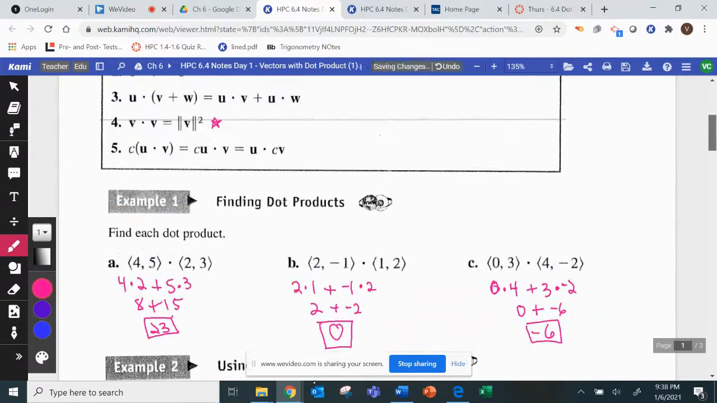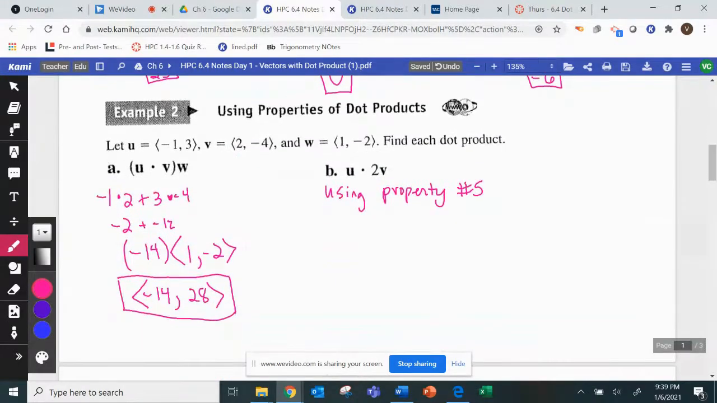So property number 5 says if we have a scalar multiplied by a vector and then we're doing the dot product with another vector, you can actually rewrite it as this. So I'm going to rewrite it as the scalar multiplied by the dot product of u and v. So this will be the scalar 2 multiplied by the dot product of u and v. Now I already found the dot product of u and v right over here. So that's -14. And then we multiply that by 2 and we get negative 28.